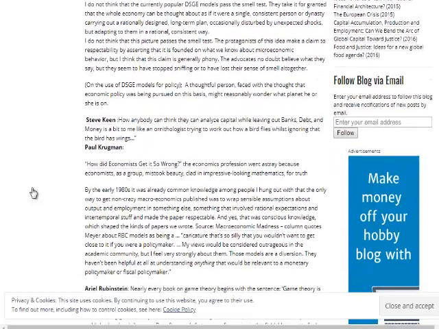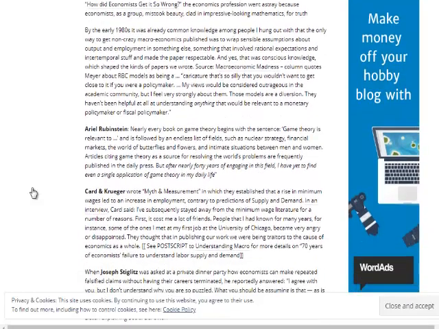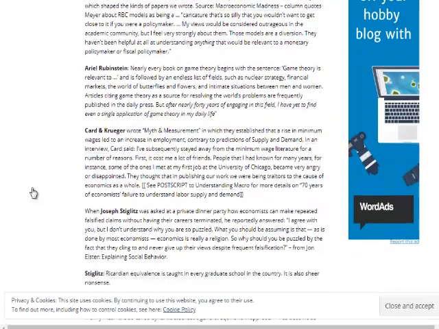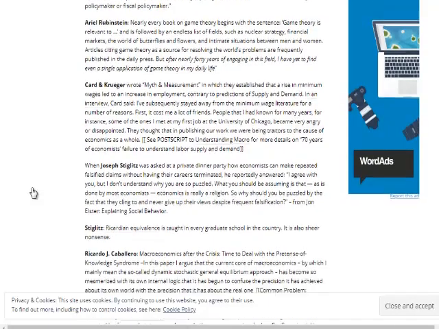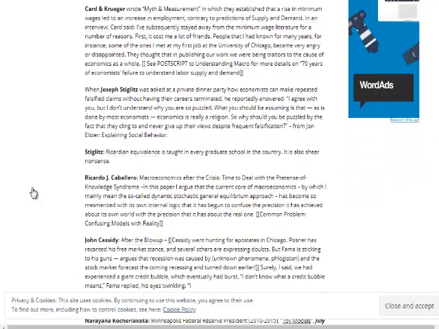They make completely crazy assumptions. Steve Keen says that how anybody can think they can analyze capital while leaving out banks, debt and money is like an ornithologist who is trying to figure out how birds fly, but he doesn't have wings in his model. Ariel Rubinstein says that after 40 years, I have yet to find a single application of game theory in my life. Stiglitz says that Ricardian equivalence is taught in every graduate school in the country. It's also complete nonsense.